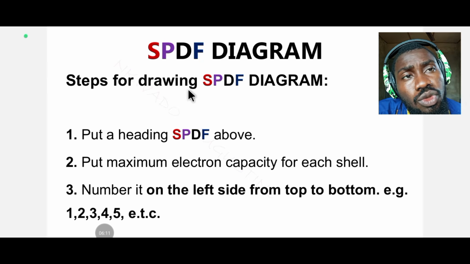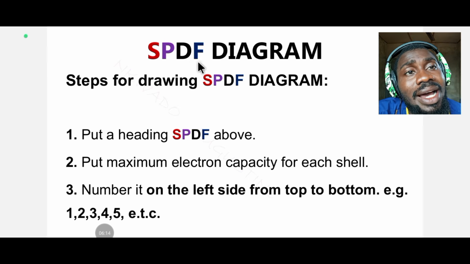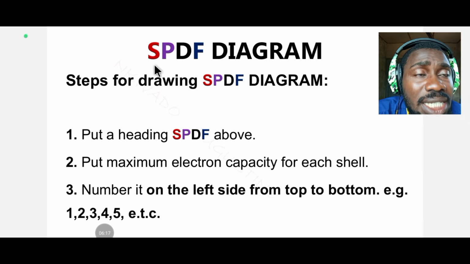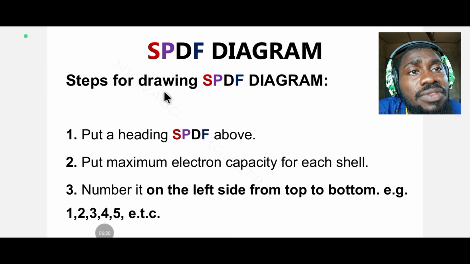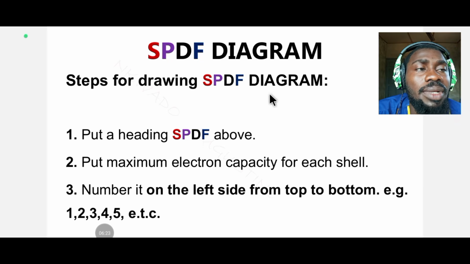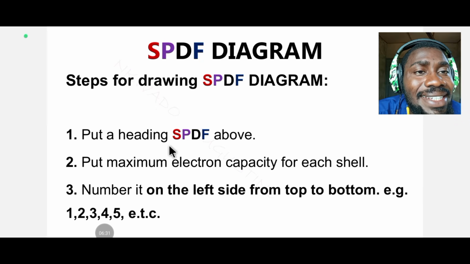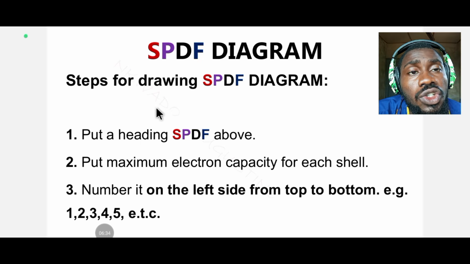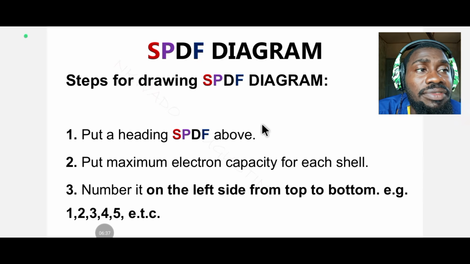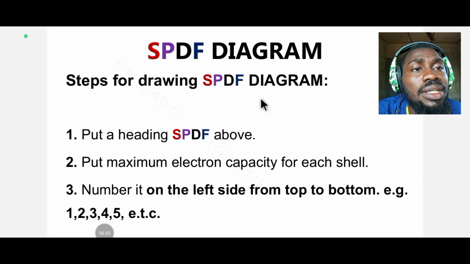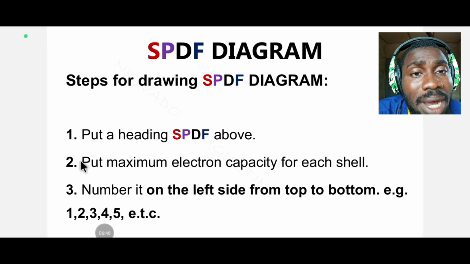What's next? Let's look at the steps of drawing an SPDF diagram. Ensure you are taking notes and writing as you take this lecture. Step 1: put a heading at the top. Just label it SPDF. That's it.